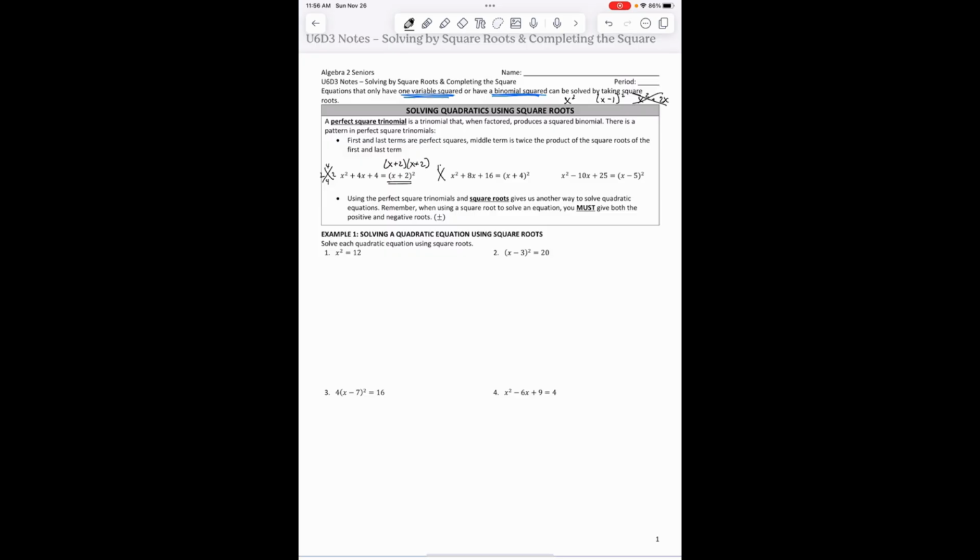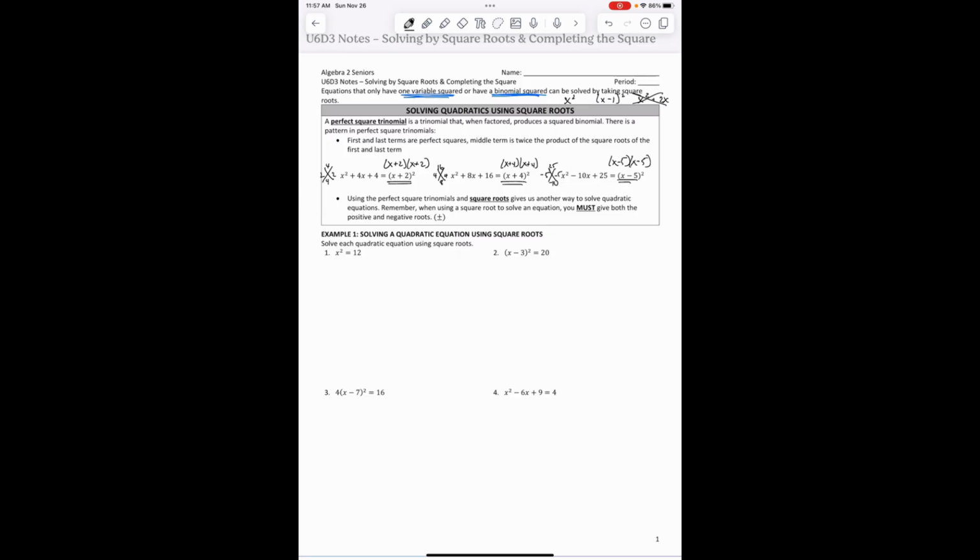Here we'd be multiplying to 16, adding to 8. That would be 4 and 4. So x plus 4, another way of writing that is x plus 4 squared. Right, and so on. Here, we'd be multiplying to 25, adding to negative 10, negative 5, so x minus 5. Another way of writing that is x minus 5 squared. Okay?